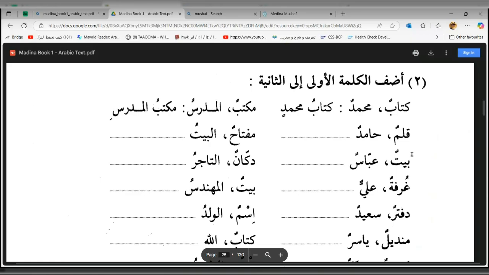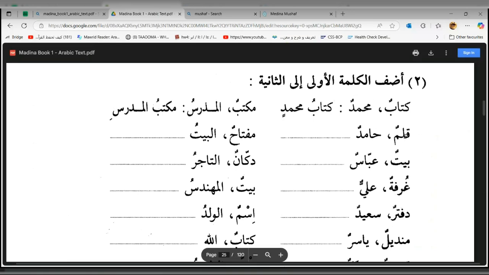So here you're required to أضف الكلمة الأولى إلى الثانية. Add the first word to the second. So basically what they're saying is do the idafa of the first word to the second. So for instance, we have kitabun and we have Muhammadin. To form idafa, we say kitabu Muhammadin. Notice that the kitabun has lost its tanween. Now it's just one dhamma. And Muhammad has become majrur. It has taken kasra. Okay?